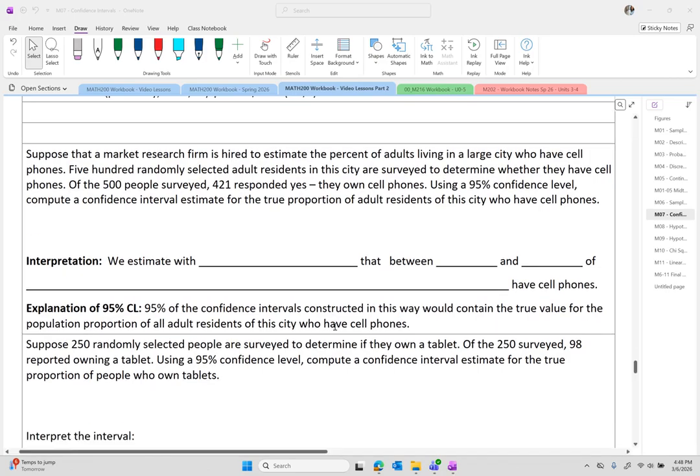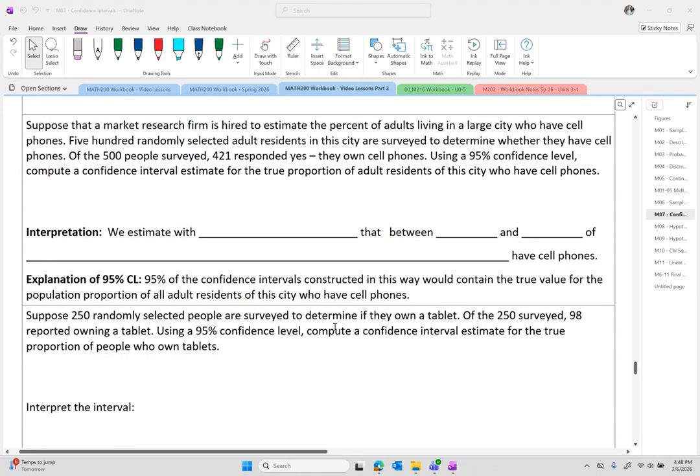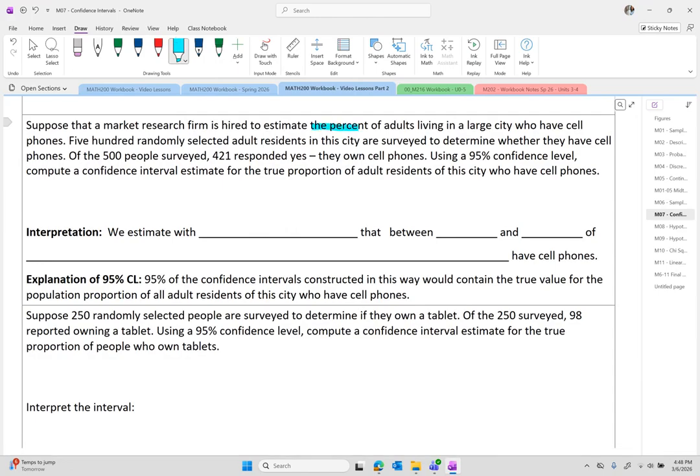Suppose that a market research firm is hired to estimate the percent of adults living in a large city who have cell phones. So this is actually the population proportion. They are looking for the percent of all adults in this large city who have cell phones. And they selected 500 adults randomly, so the n was 500. And they surveyed those 500 adults to determine whether they have a cell phone. And of those 500, 421 said yes.